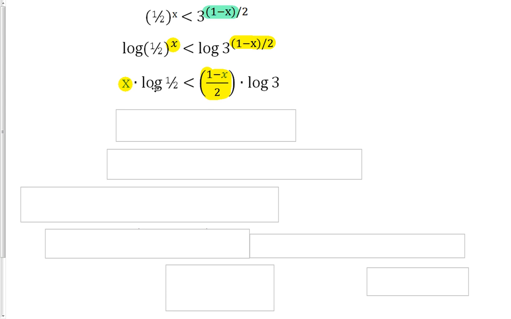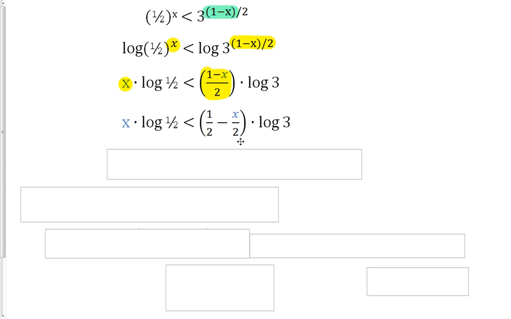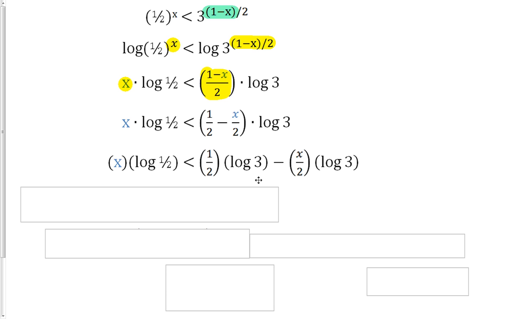Once we have it here, then we need to distribute. Before we do that, just to make it a little clearer, I'm going to break this up. So I'm going to take this fraction here of (1-x)/2 and break it up into 1/2 minus x/2. And just split that. So now we're going to distribute on this side. We're going to take 1/2 times log 3 and negative x/2 times log 3. And now we have everything split up into separate terms.